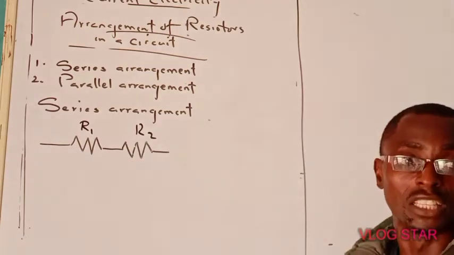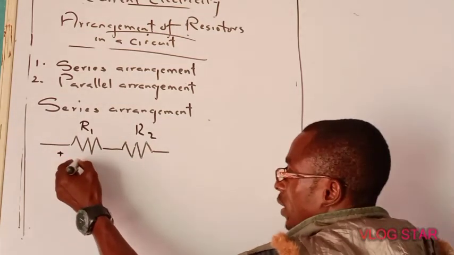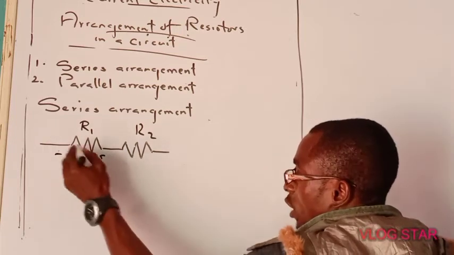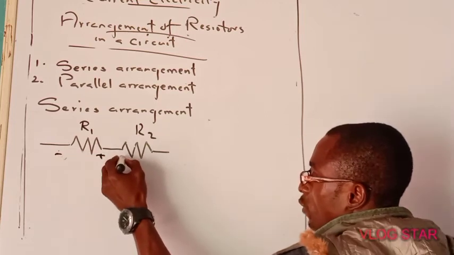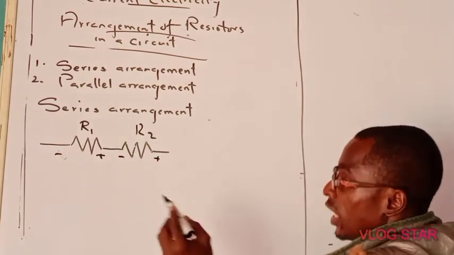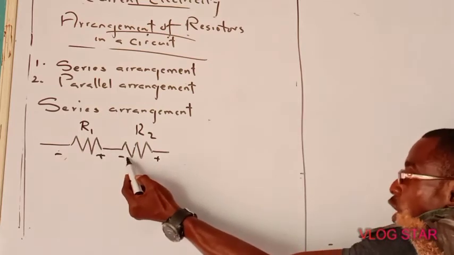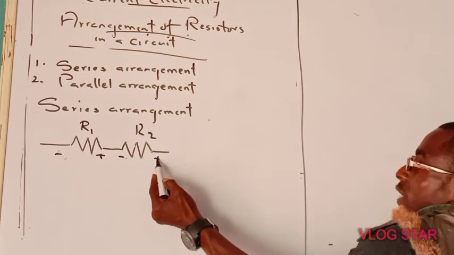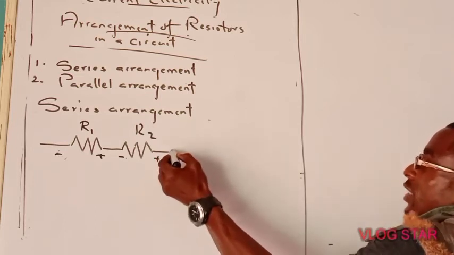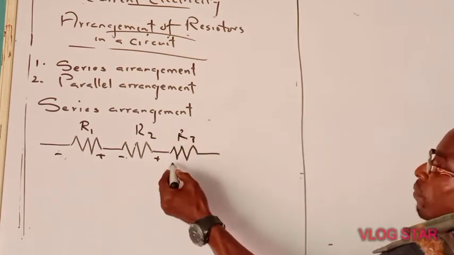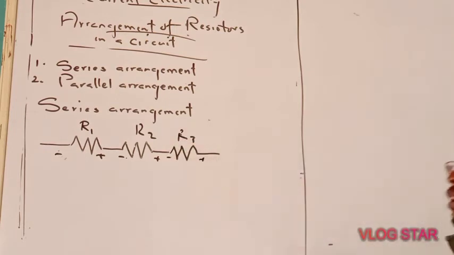So we have this. If this is positive, negative, then for this resistor, there is positive, negative. Watch me. The positive end of this resistor 1 is connected to the negative end of resistor 2, and the positive end of this resistor 2 is connected to the negative end of resistor 3. And so on. Keep writing.